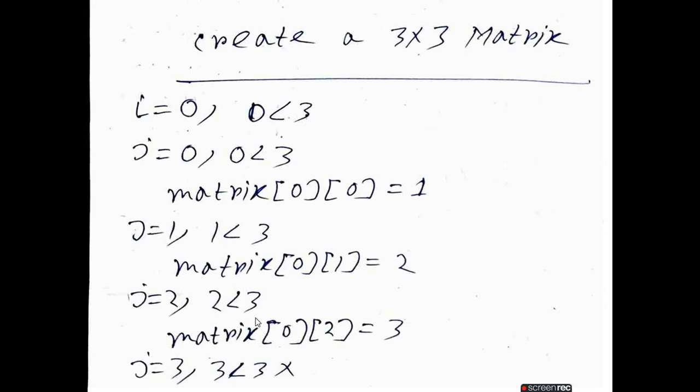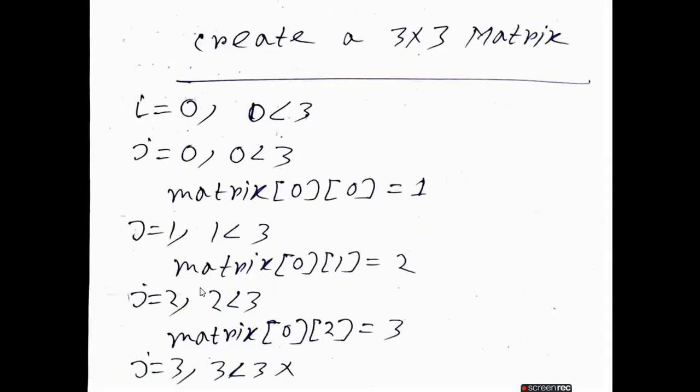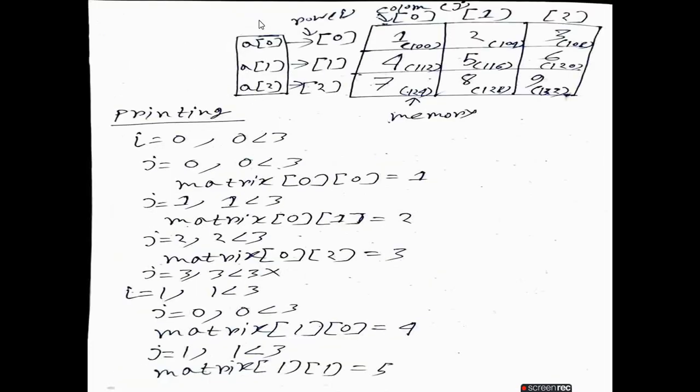Then for the matrix, what is the i value? i means 0, j means 2. So matrix[0][2] equals 3. That means row 0, column 2 is stored with 3. Increment j, it becomes 3. Now is 3 less than 3? The condition is false. Stop. So our first row is fully filled.